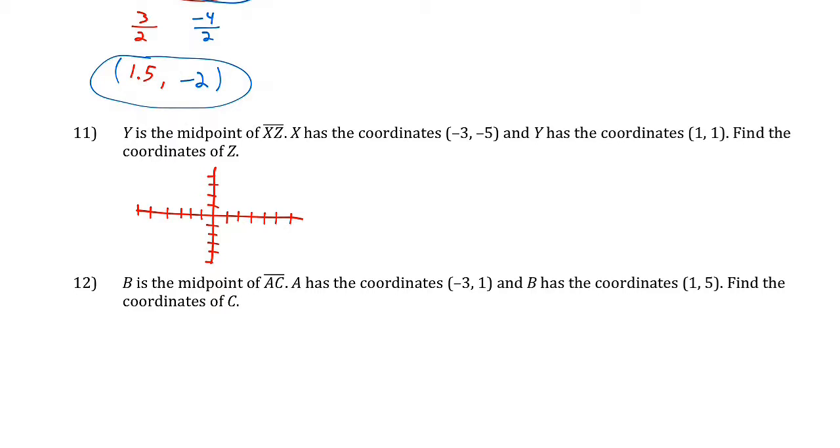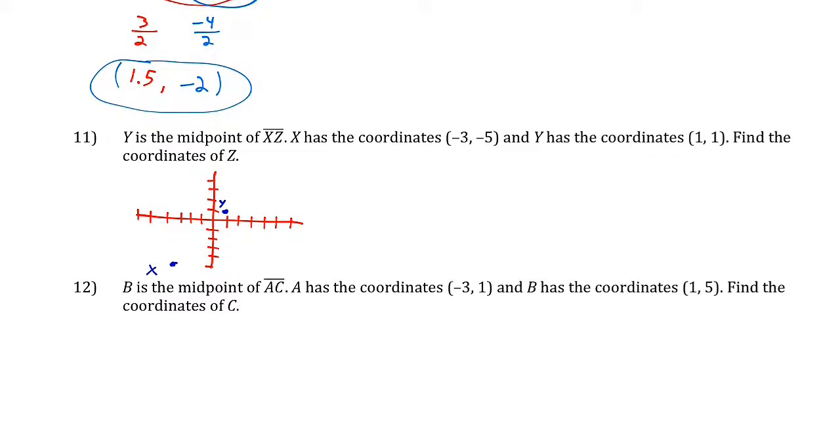Alright, so I got my little graph here. X is at (-3, -5). So I go back 3, 1, 2, 3, down 5. And that's about, let's say, right here. So that's X. Y, the midpoint, is at (1, 1). So there's Y. The question is, where is Z? It's probably going to be somewhere up in this area, because if we were to continue this line, our other half would end up there.